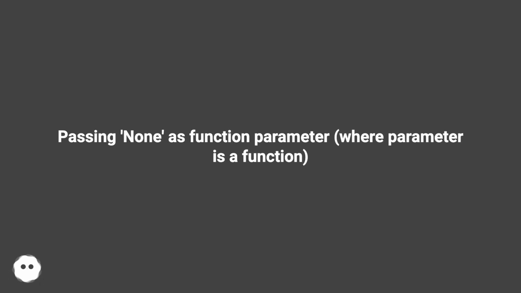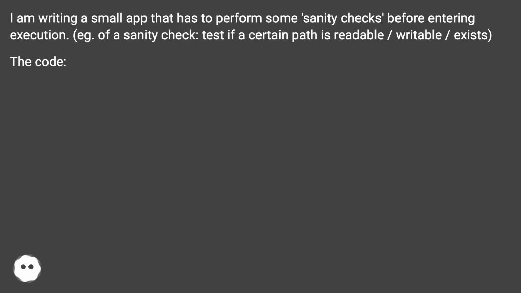Passing None as a function parameter, where the parameter is a function. I am writing a small app that has to perform some sanity checks before entering execution, e.g., a sanity check to test if a certain path is readable, writable, or exists. The code.